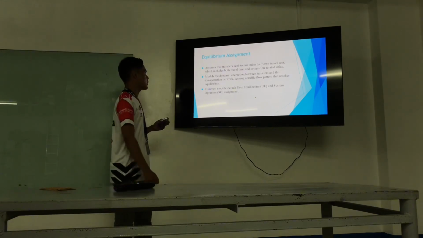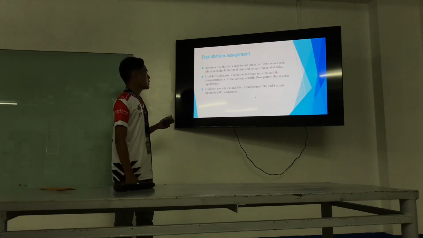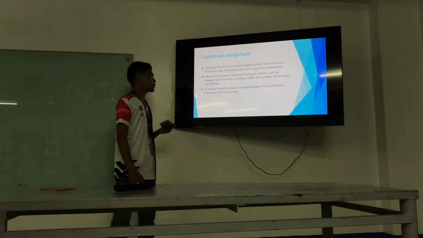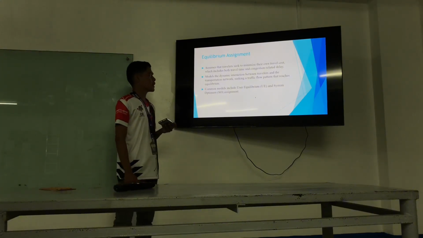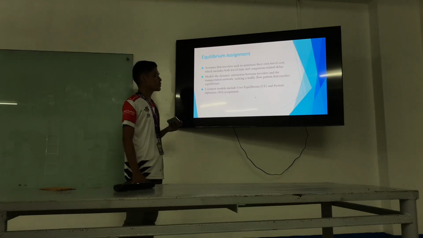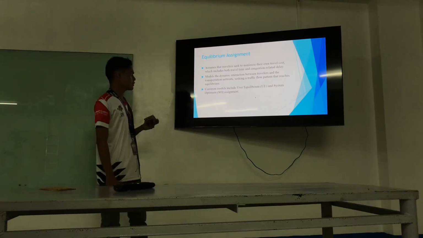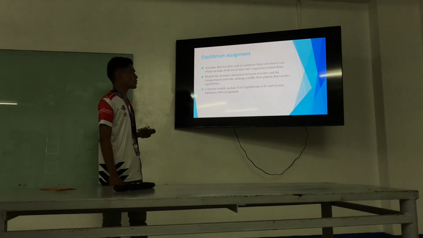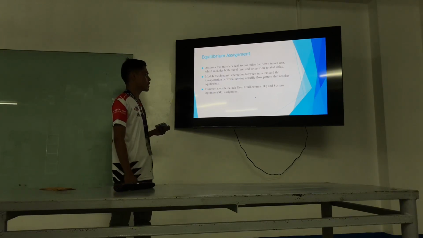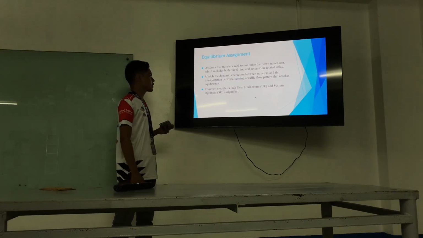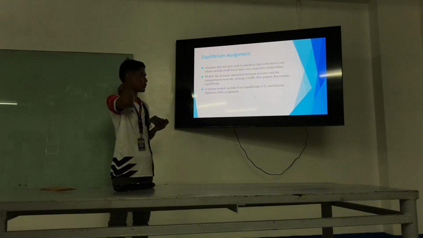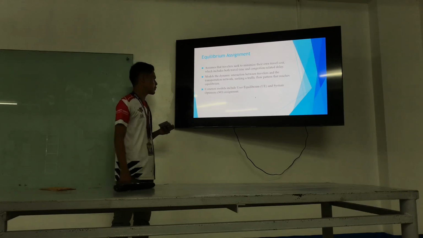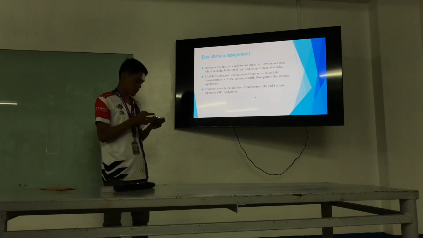Next is the equilibrium assignment. Equilibrium assignment assumes that travelers seek to minimize their own travel cost, which includes both travel time and congestion-related delay. It models the dynamic interaction between travelers and the transportation network, seeking a traffic flow pattern that reaches equilibrium. Common models include user equilibrium, or UE, and system optimum, or SO, assignment.